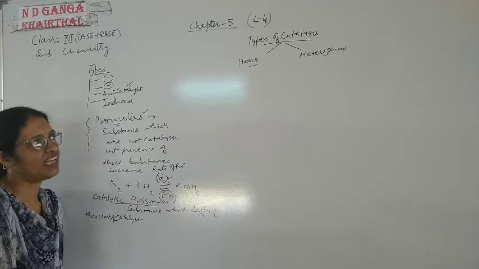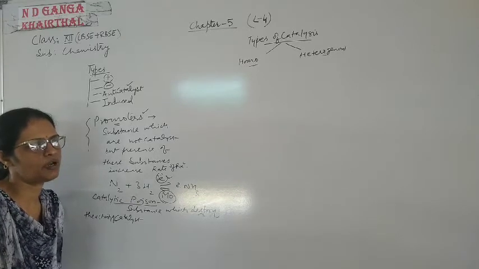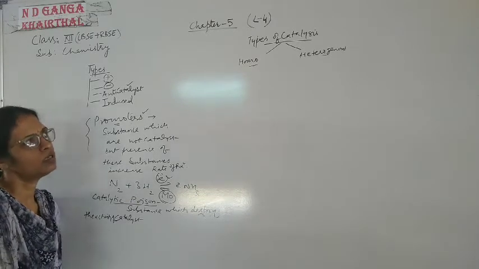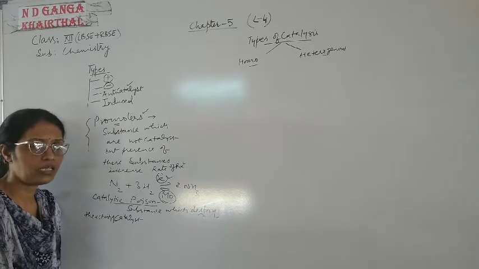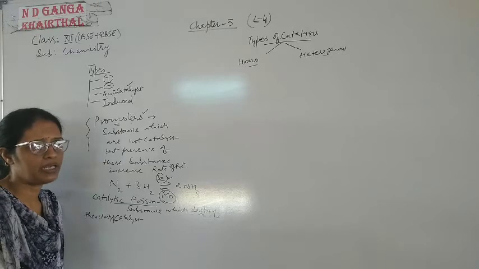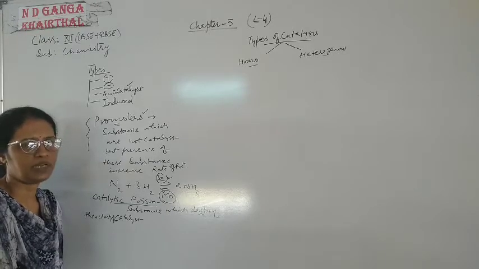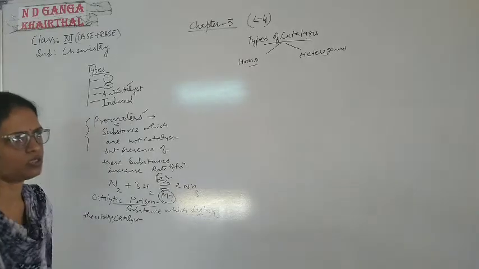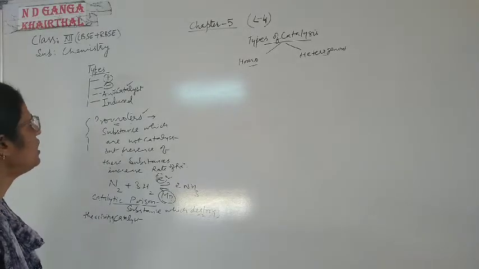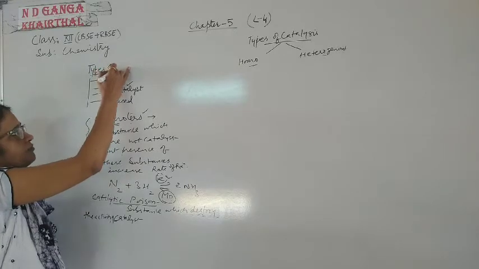Then we started catalysis. In catalysis, the process in which catalyst is used. Catalysts are the substances which are present in a reaction but don't take part in the reaction. Their presence increases the rate of reaction by decreasing activation energy. Then we read about the types of catalyst.